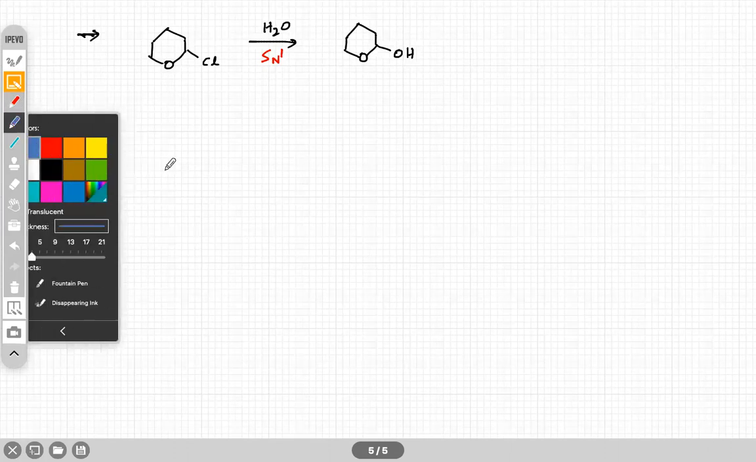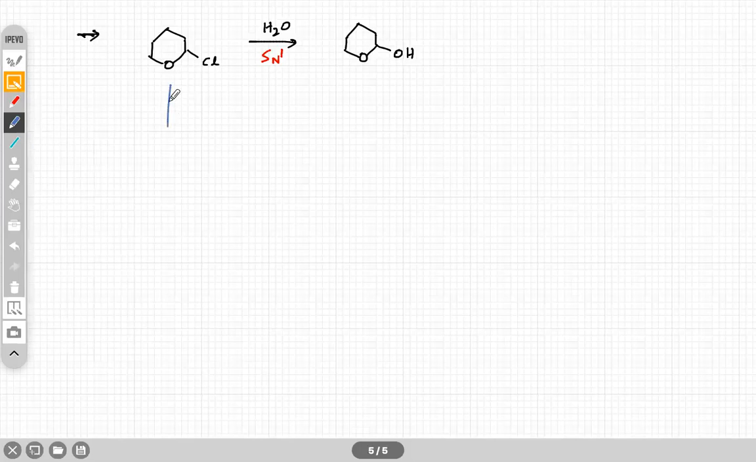In the first step, this converts into... the leaving group goes out, and this converts into a carbocation, which is this, right? This is the RDS, the slow step of the reaction. Carbocation forms. And why is this carbocation forming?